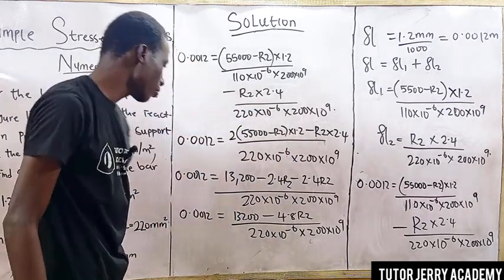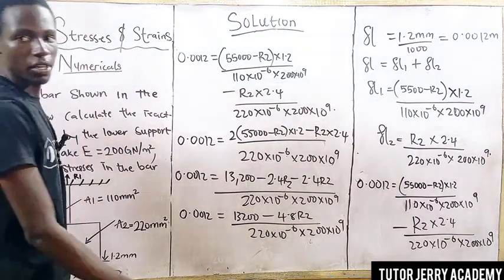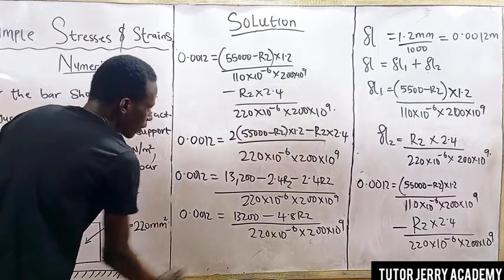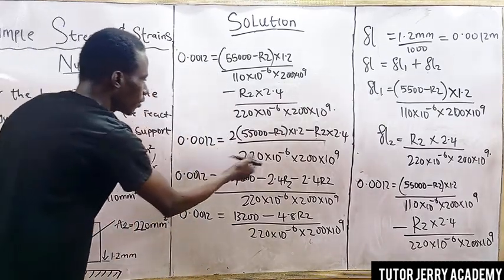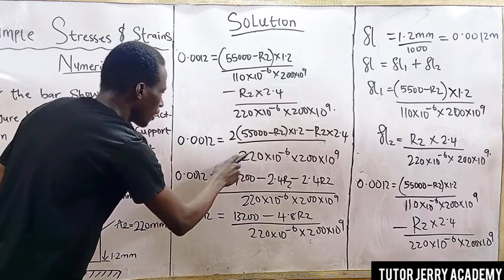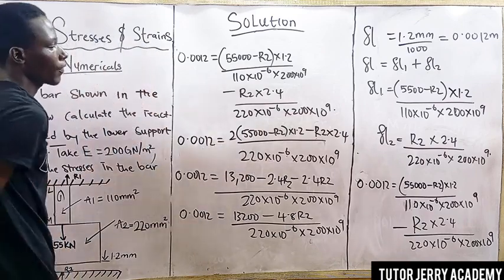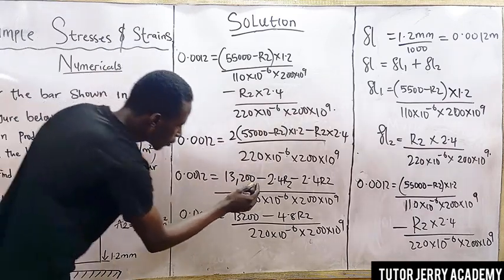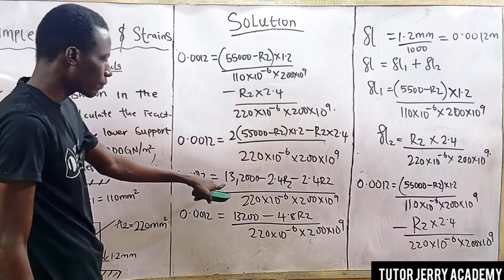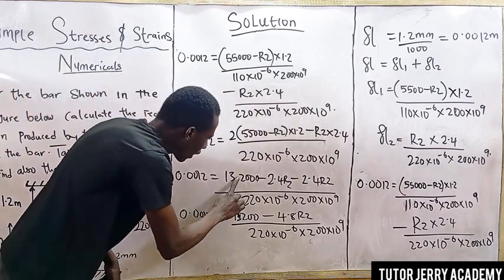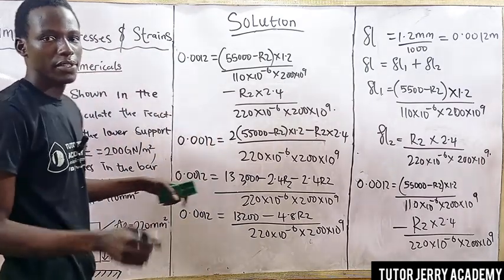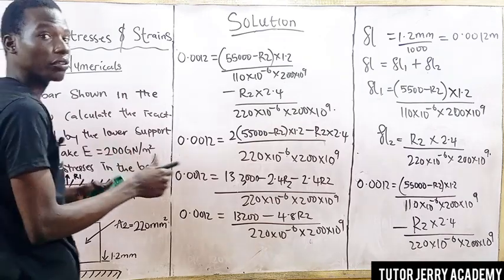So what I'm going to do next, I'll be cross multiplying. But you know that when we multiply 2.4 times 55,000, we're going to be having 132,000. So we need a 0 here. Press this in your calculator. It's going to give you 132,000, not 13,200. So do not make that mistake. Press it in your calculator to be sure you get the exact value.